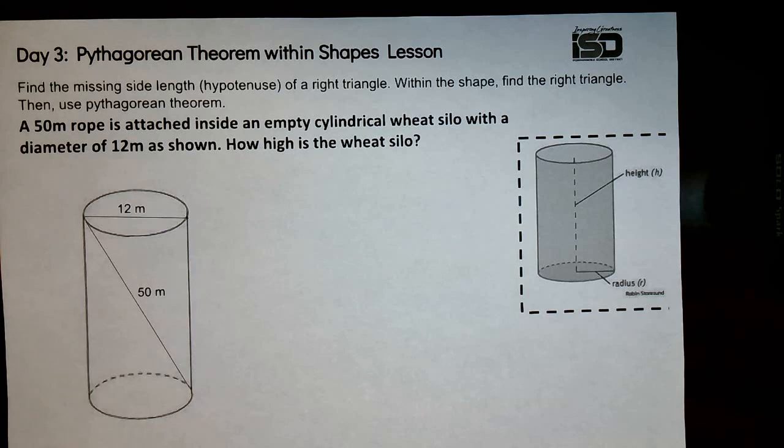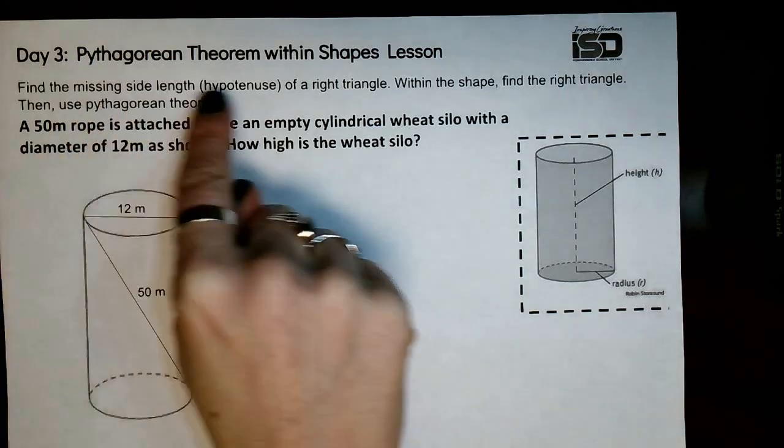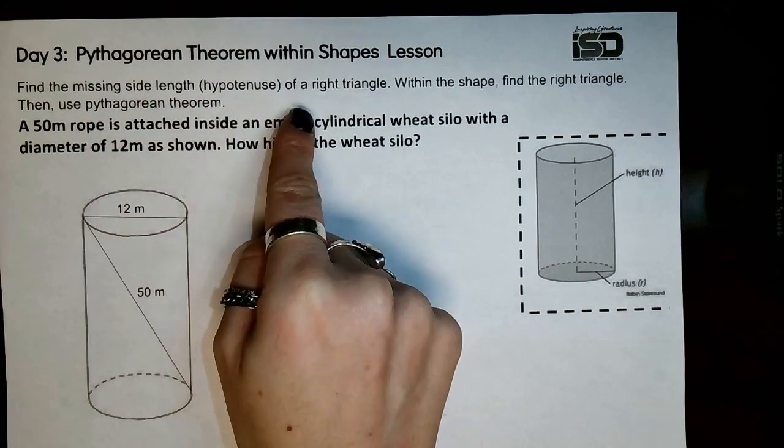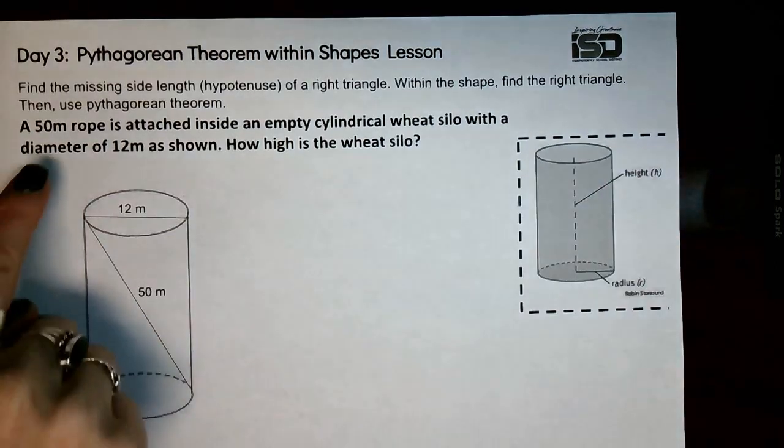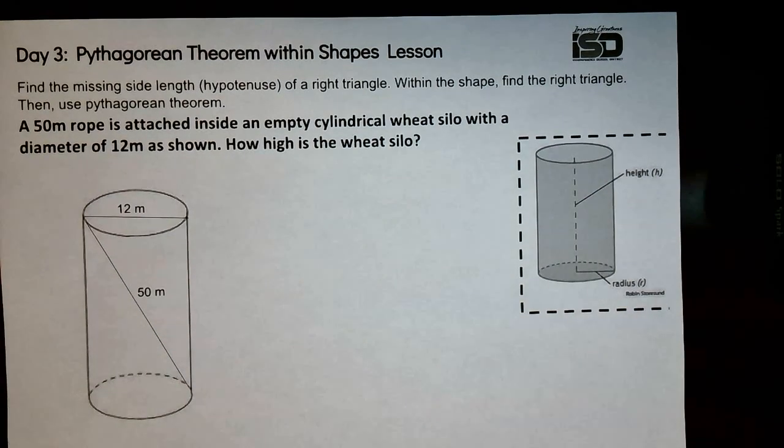So the Pythagorean theorem within shapes is what we are working with today. We're going to find the missing side length, or the hypotenuse if necessary, of a right triangle. Within the shape, find the right triangle, then use the Pythagorean theorem. The hardest part typically is finding that right angle.